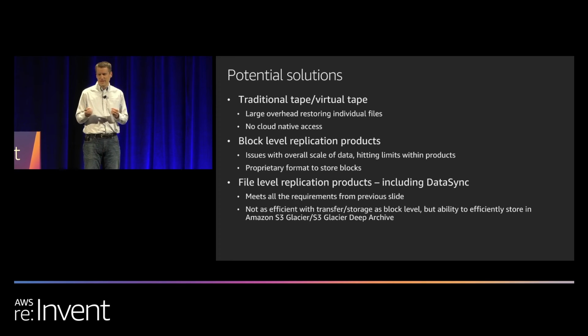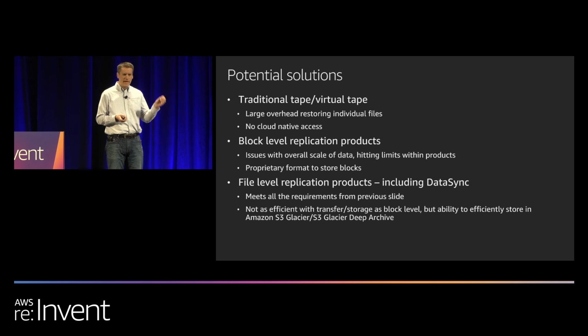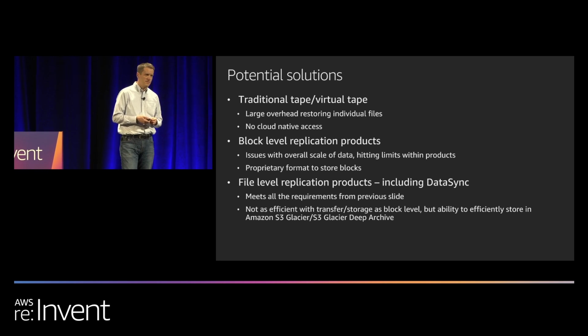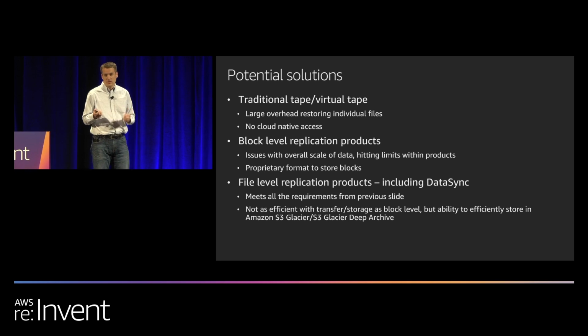It's obviously not as efficient when it comes to the bits and bytes as block level. So that's a negative, but they're much better at combining that with moving things into different storage classes. So we can easily move those things into Glacier or into Deep Archive, and it makes it quite cost efficient as well. So that's what we decided to do. We're going to use DataSync. We're going to use it with S3 versioning.